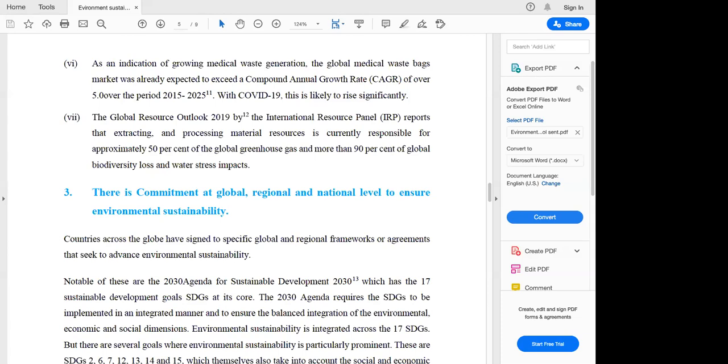I think we are all aware of the 2030 Agenda for Sustainable Development, which has the 17 Sustainable Development Goals at its core. This is a requirement that the agenda be implemented in an integrated manner, balancing the environment and sustainable development dimensions.